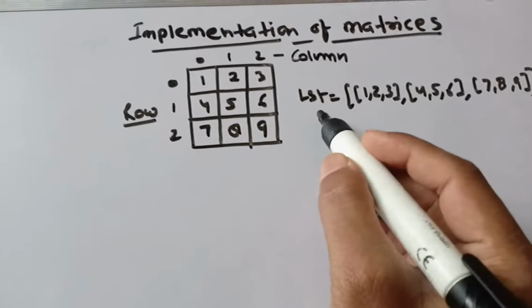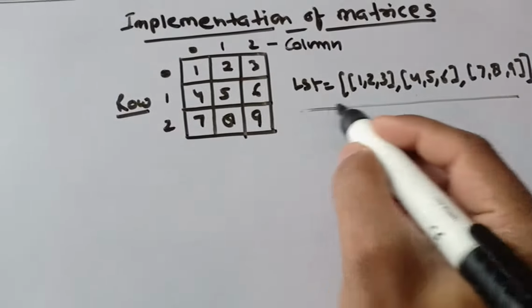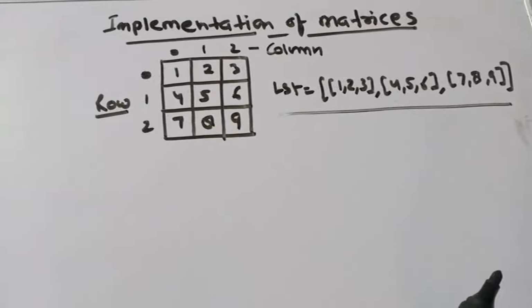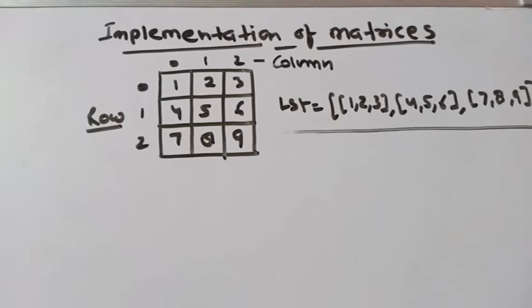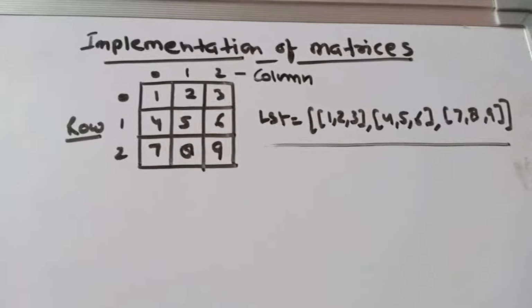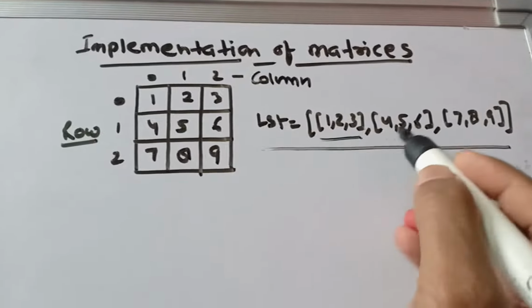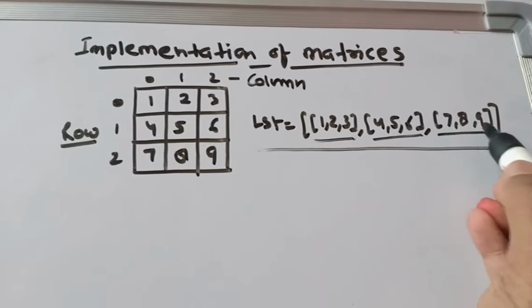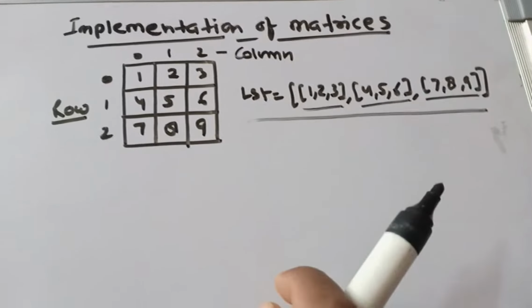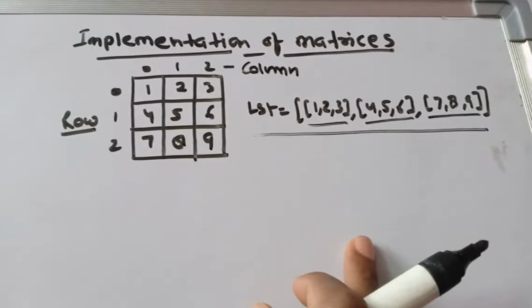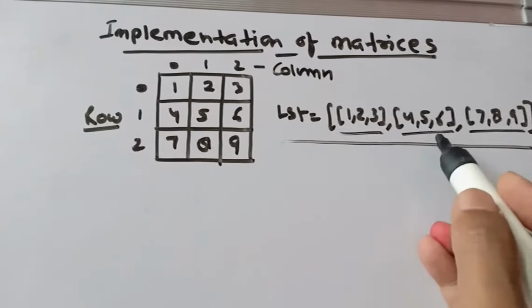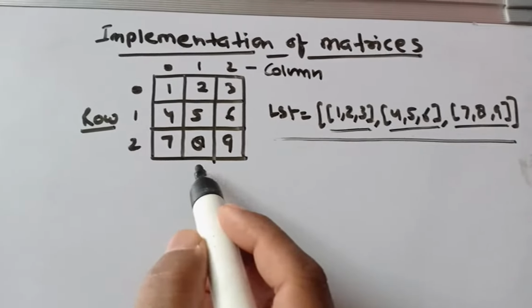Look at the list here, which is already given. We have used the same list, the same matrix, in the previous video. Each inner list contains integers and has the same number of elements, so this two-dimensional list can be used as a matrix here.